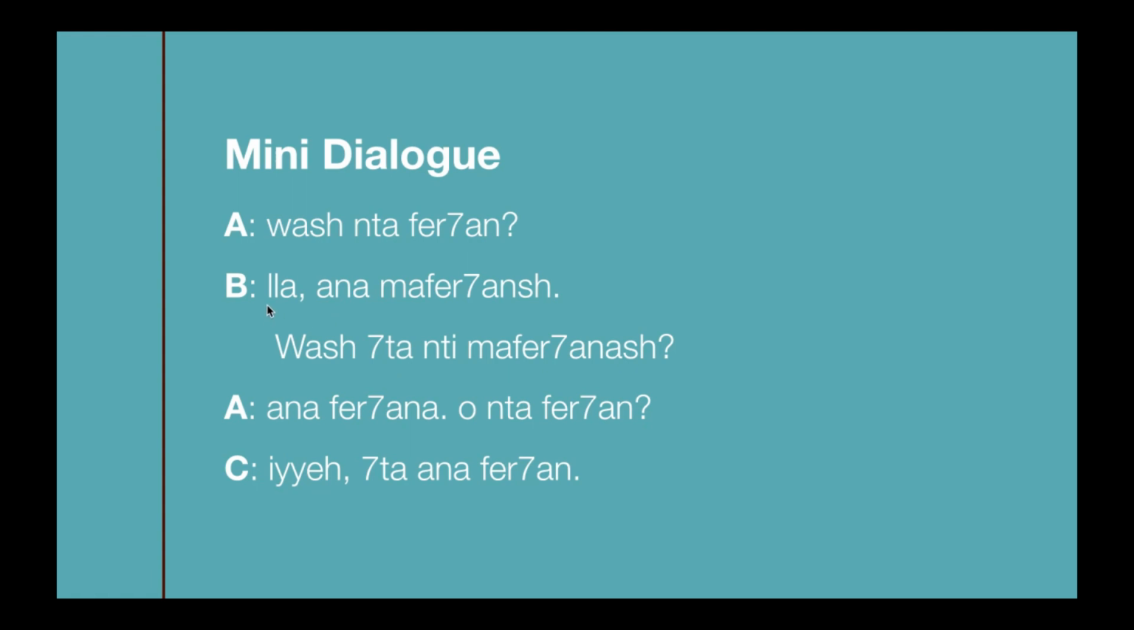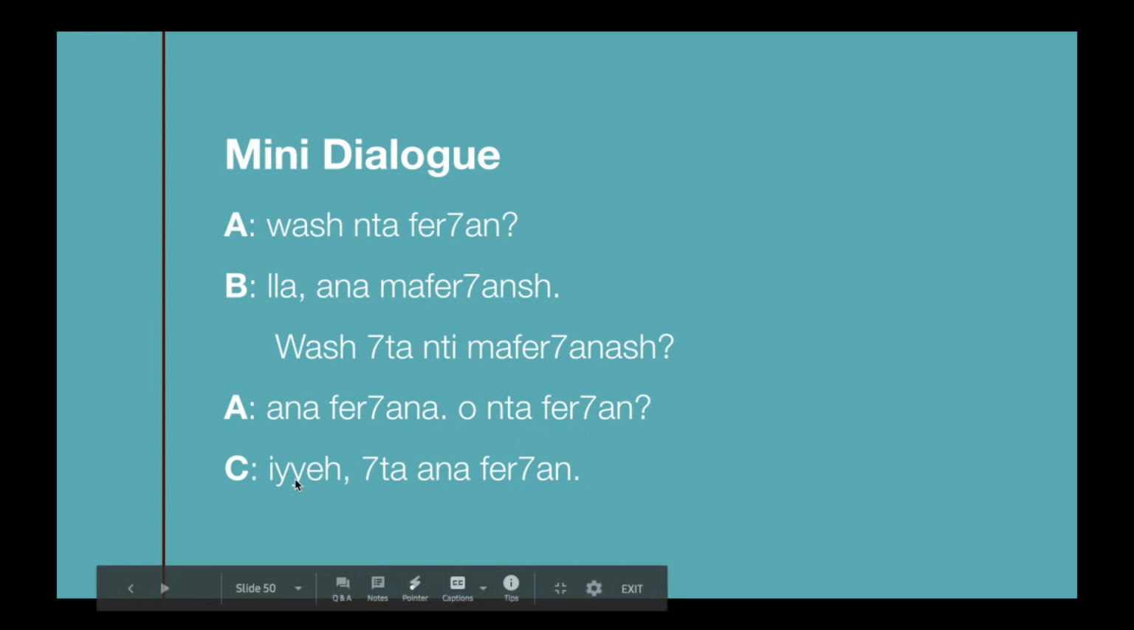Oh, excuse me, so لا is no. أنا ما فرحانش. I am not happy. واش حتى انتي ما فرحاناش؟ Are you also not happy? أنا فرحانة. I am happy. وانت فرحان. And are you happy? And what about you? إيه حتى أنا فرحان.